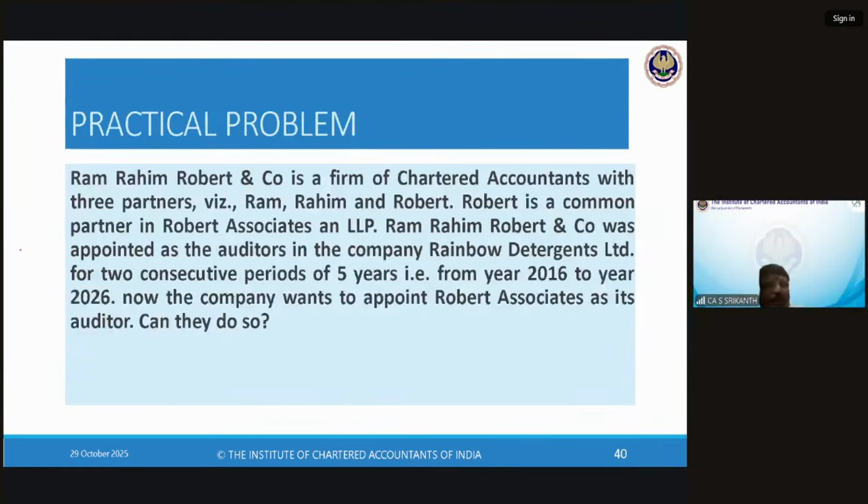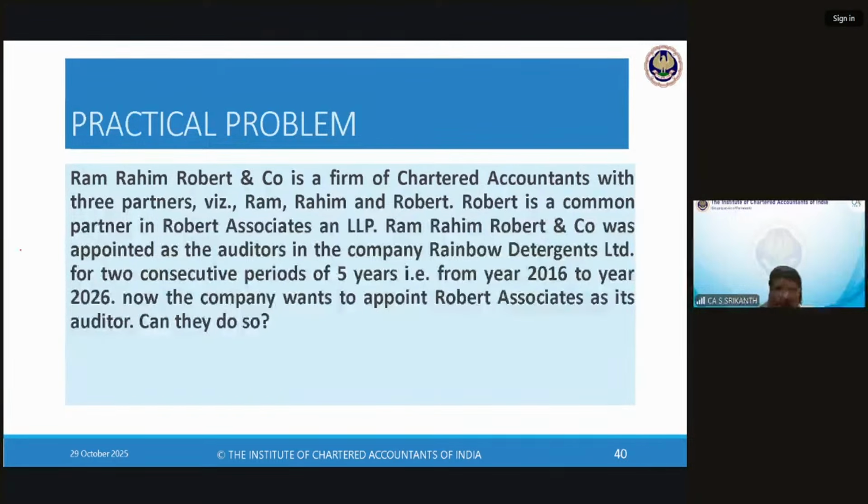See, Ram, Rahim, Robert is a firm of chartered accountants, 3 partners: Ram, Rahim and Robert. Robert is a common partner in Robert Associates, an LLP, doesn't matter. So Robert is a partner here and also in Robert Associates, which is an LLP. Now Ram, Rahim and Robert was appointed as auditor for Rainbow Detergents for 2 consecutive periods of 5 years, from 2016 to 26. Okay, so we are going futuristically. Now the company wants to appoint Robert Associates as its auditor. Can they do so? In other words, Ram, Rahim and Robert's period is getting over.